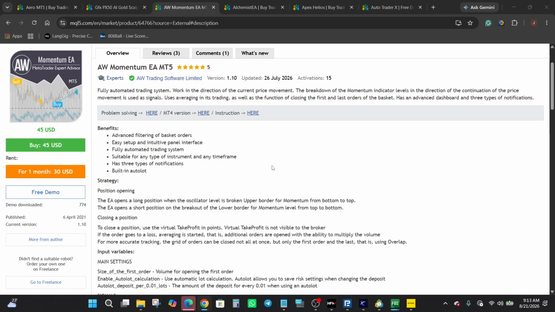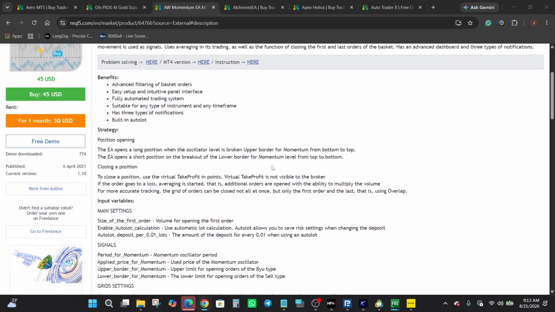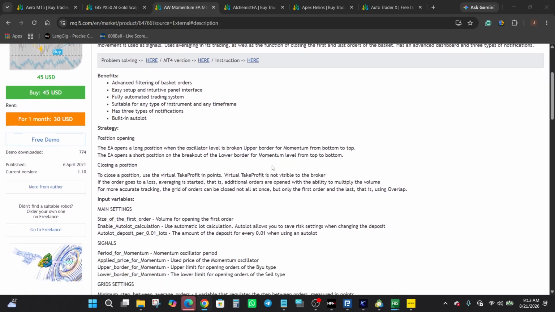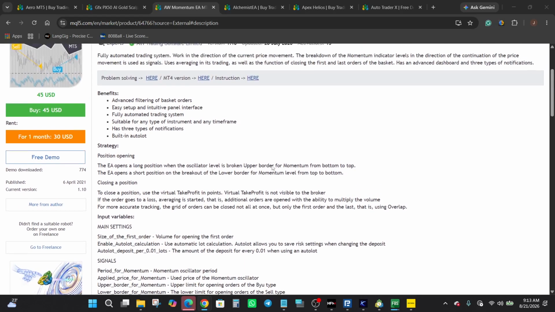Moving into the description, the developer describes AW Momentum as a fully automated trading system that works in the direction of the current price movement. Okay, so the main signal comes from the momentum indicator, and according to the listing, the EA looks for a breakout of the momentum level in the direction of the continuing price movement.